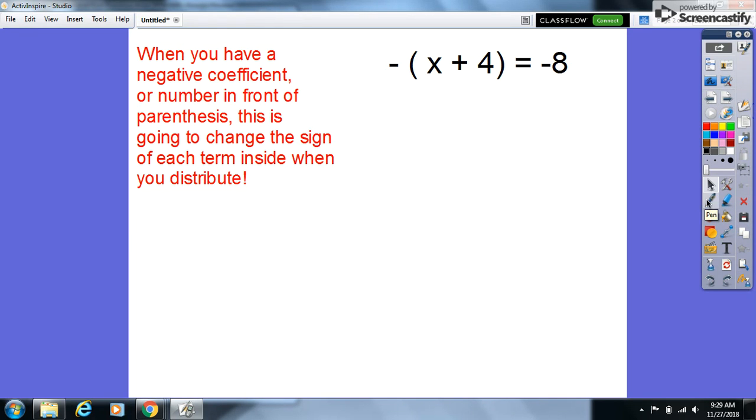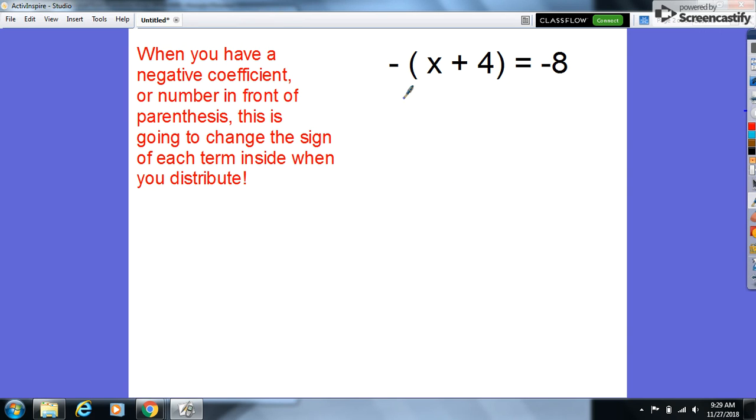Here's our first example. No fraction, no decimal, but here's something that messes with a lot of people, and that is a negative coefficient. Now, in front of this parenthesis, you'll see there's just a negative sign. There's no number, but you know that if there's no number, what number could we put there? We can always put a 1. This negative here, it's really important that you do put that 1 to remind you that there is a negative 1 in front of this parenthesis that you're going to need to multiply.